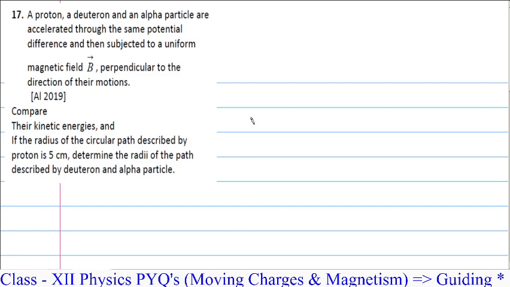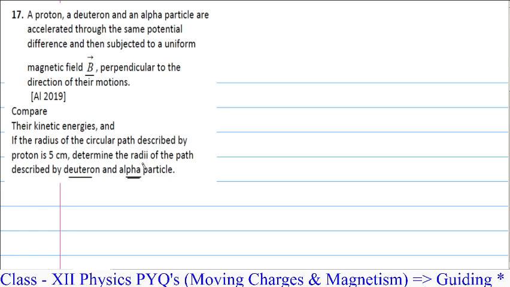In this question, a proton, a deuteron, and an alpha particle are accelerated through the same potential difference and then subjected to a uniform magnetic field B perpendicular to the direction of their motion. So the magnetic field is perpendicular to the direction of their motion. Then, compare their kinetic energy, and if the radius of the circular path described by the proton is 5 centimeters, determine the radii of the paths described by the deuteron and alpha particle. So you have to calculate the radii of both the deuteron and alpha particles.